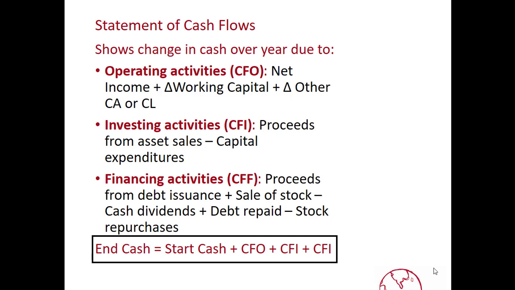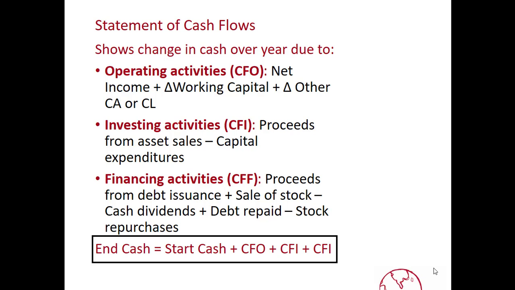The statement of cash flows at the end of the year shows what caused the change in cash balances over the course of 12 months. It's divided into 3 parts: the cash from operations, cash from investing, and cash from financing. As the name suggests, cash from operations has to do with sales and the income statement, but it also has to do with working capital.